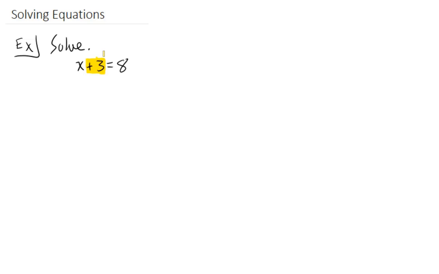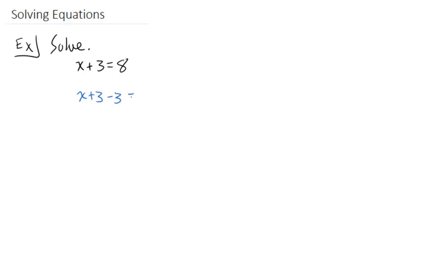And if I can get x by itself, then I'll know what x equals. So what I want to do is eliminate that plus 3. Well, the way I can eliminate the addition of 3 is to do the opposite and subtract 3. So if I subtract 3 from that plus 3 on the left, it'll eliminate itself.